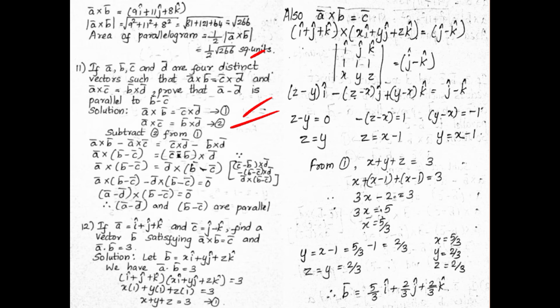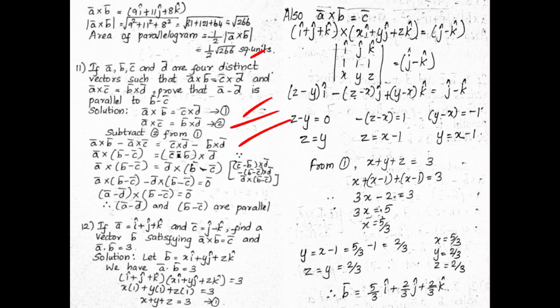So we get A vector cross B vector minus A vector cross C vector is equal to C vector cross D vector minus B vector cross D vector. Therefore, A vector cross (B vector minus C vector) is equal to (C vector minus B vector) cross D vector. A vector is common here, and here D vector is common, so (C vector minus B vector) in bracket and cross D vector.